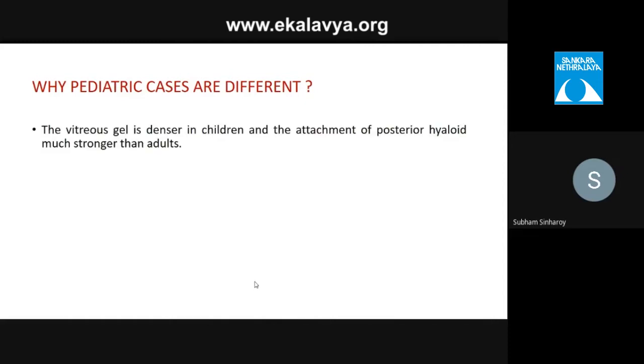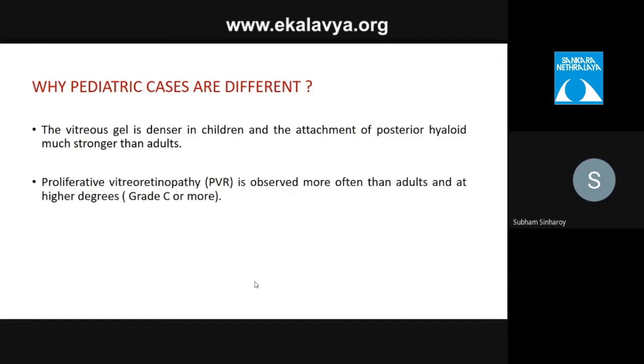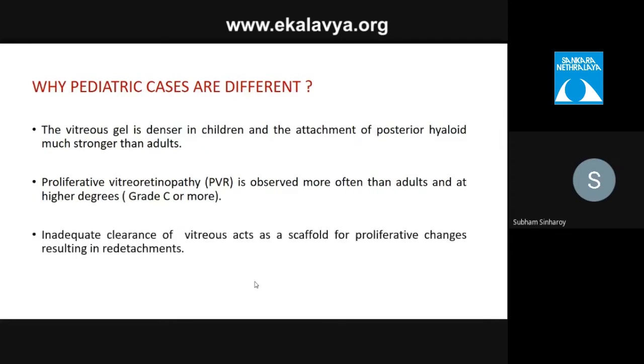Because the vitreous gel is much denser in children and the attachment of the posterior hyaloid is much stronger than in adults. Secondly, PVR changes are observed more frequently than in adults, and often you find very high degrees of PVR, grade C or more. Inadequate clearance of the vitreous acts as a scaffold for proliferative changes, which may result in redetachments.